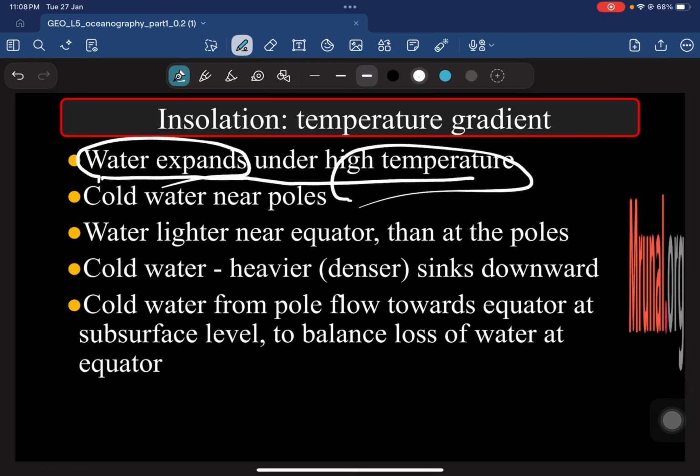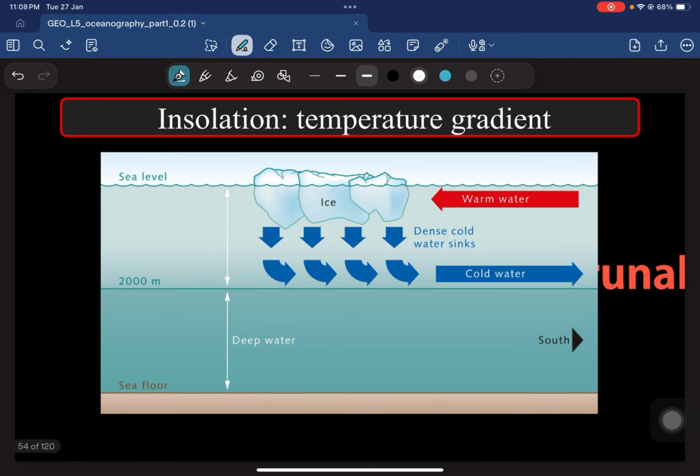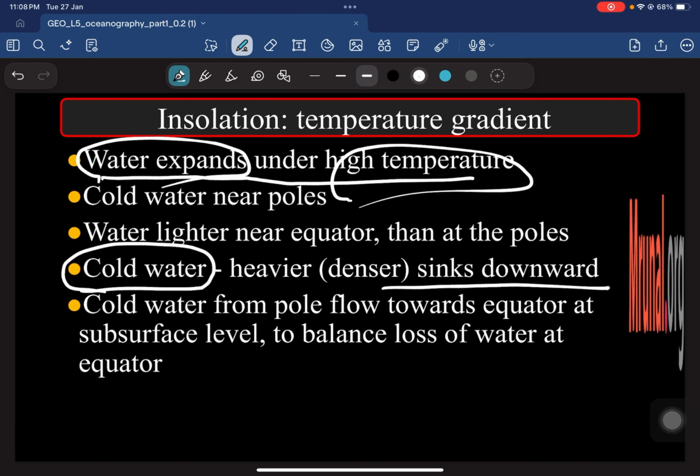For example, icebergs, cold water. Where are we going to see icebergs and cold water? We are going to see icebergs and cold water in the north and south poles. Okay, see here, cold water. This cold water will sink downwards. Cold water we are going to see where? North pole and south pole. In the north pole and south pole we are going to see what?